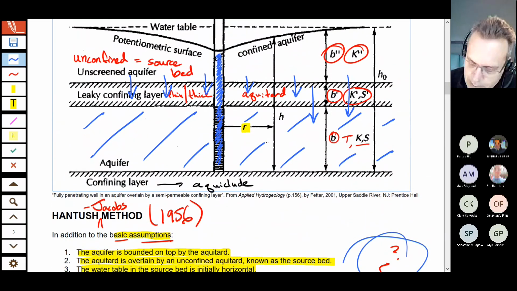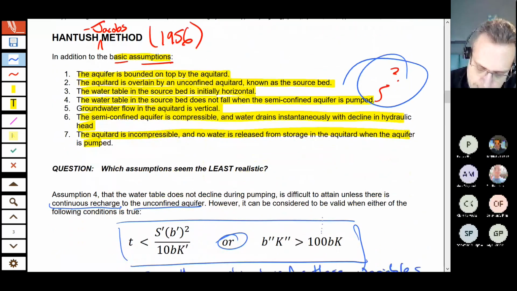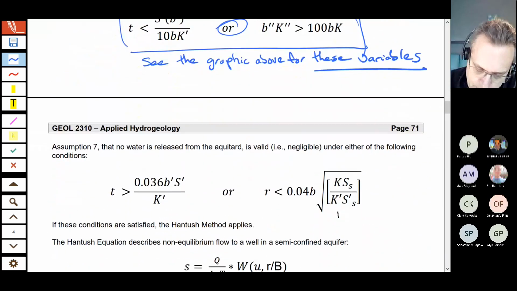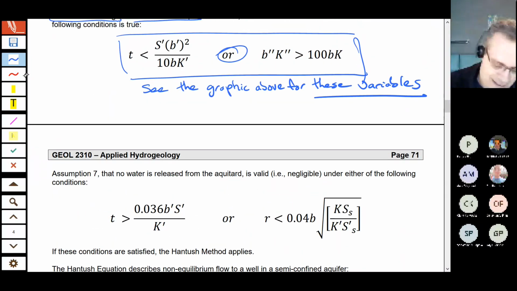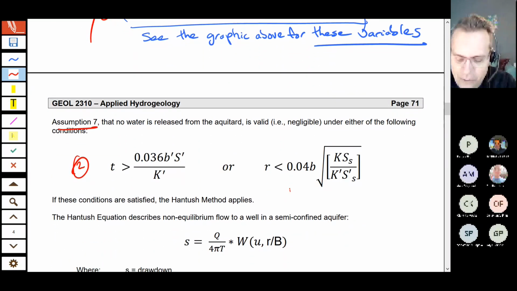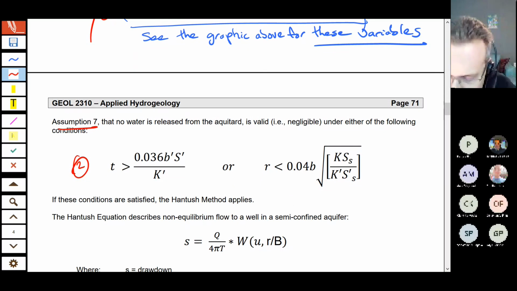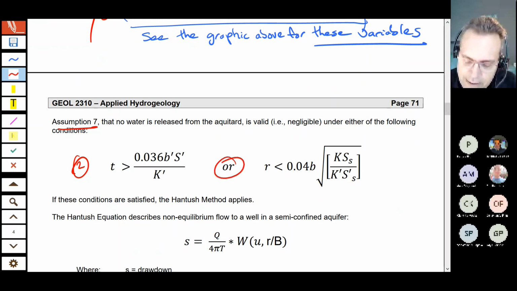Actually, let me take out this T because I don't want to confuse anybody. And it doesn't end there. We have to do one test, and we have to do two tests for assumption 7. Assumption 7 says no water is released from the aquitard under all these conditions, but we have to verify if that is true or not with a set of either-or conditions.